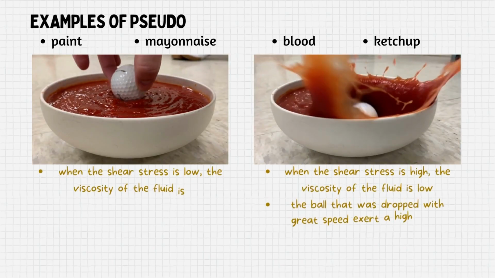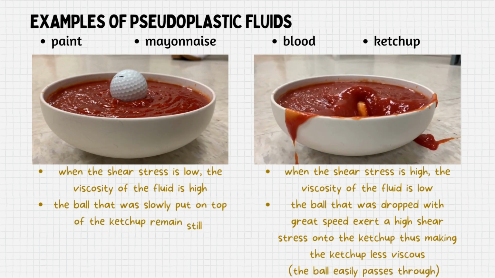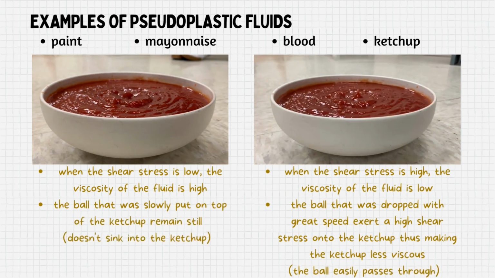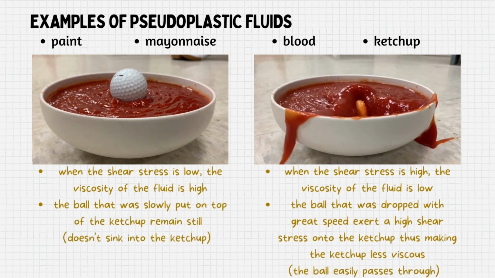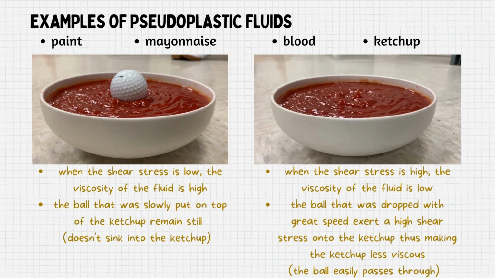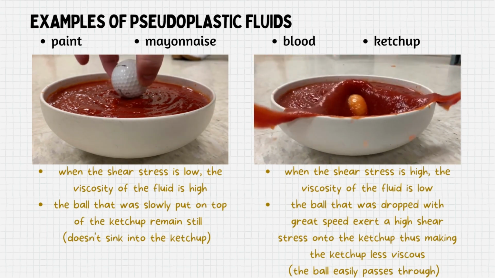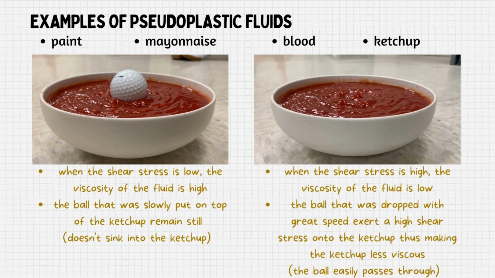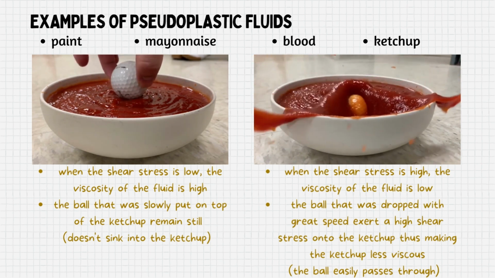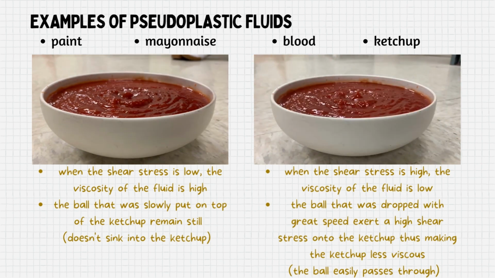Examples of pseudoplastic fluids are paint, mayonnaise, blood, and ketchup. When the shear stress is low, the viscosity of the fluid is high. The ball that was slowly put on top of the ketchup remains still and doesn't sink into the ketchup.